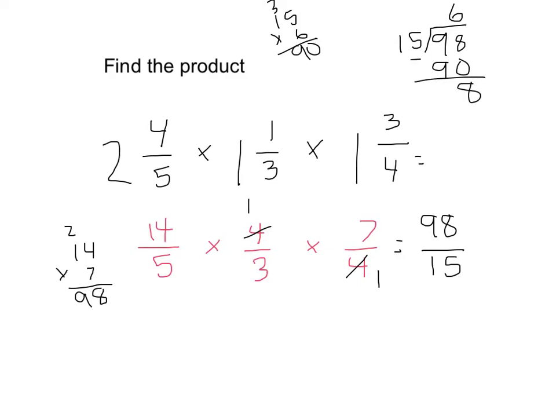So here's how you actually write your answer. I'm going to write it down below so I have space. Your 6 right here is going to be your new whole number. Your 8, that's your remainder, is your new numerator. And the number that you are dividing by, which is 15, is your denominator. So my answer is going to be 6 and 8/15.